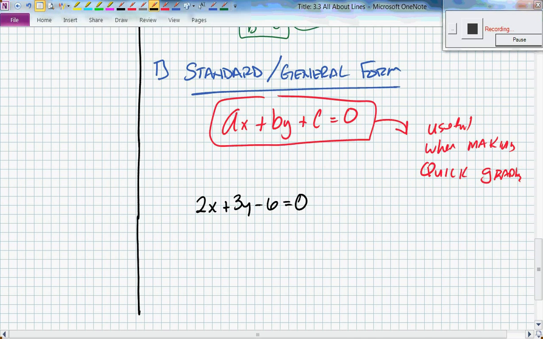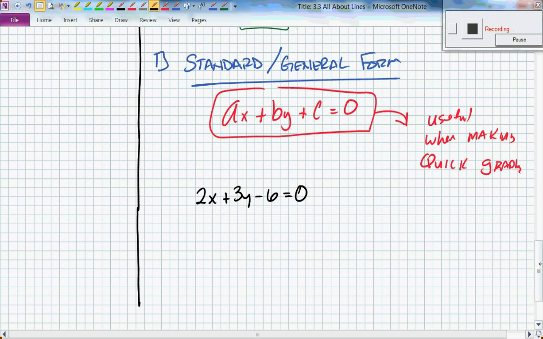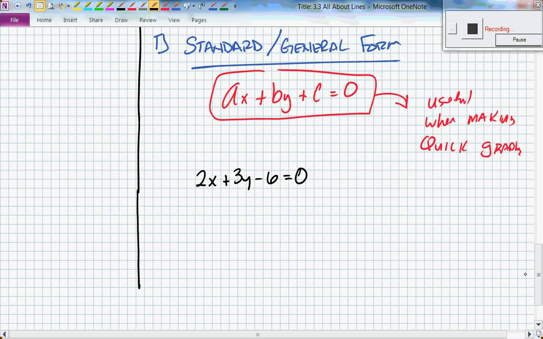So, to find the y-intercept, you set x to 0. To find the x-intercept, you set y to 0. That's what you do over here. So let's find the x-intercept and the y-intercept. This is the most useful form to do this. To find the x-intercept, I set y to 0. So I have 2x minus 6 is 0. Therefore, x must be 3. So the point must be 3, comma 0.